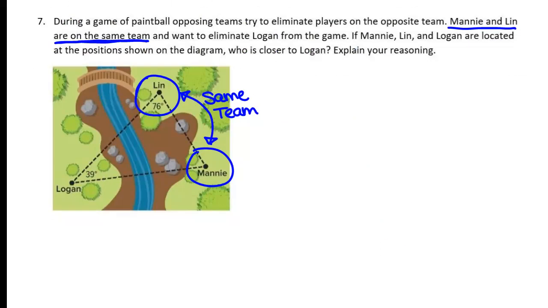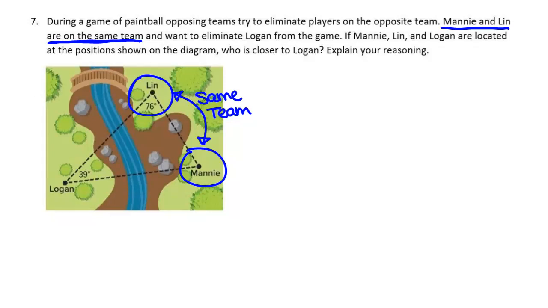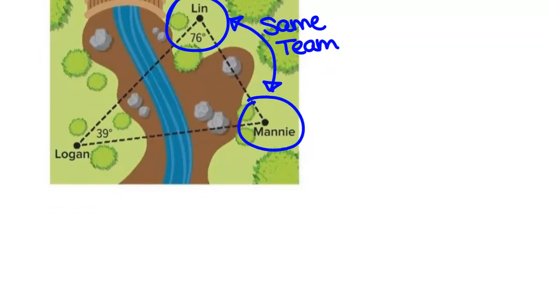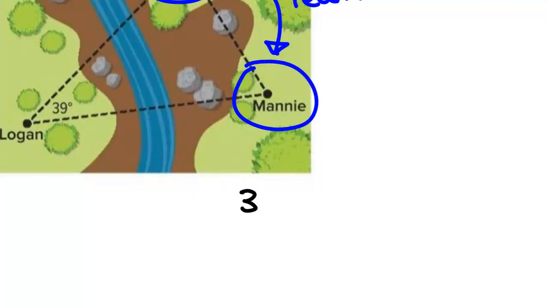Whoever's closer to Logan is the one who should eliminate him, hit him with a paintball. Before I can decide who is closer to Logan, what do I still need to know in this problem? I need to know the degrees for Manny, yes. So let's take what we know for the other two angles, 39 and 76 degrees, and add them together.